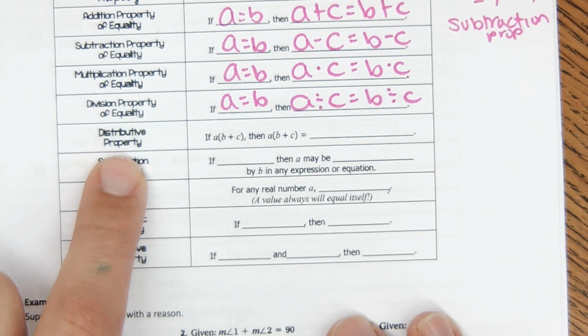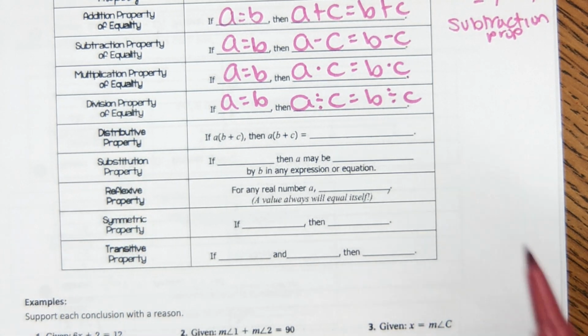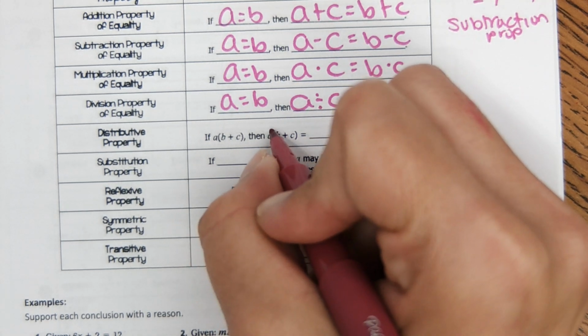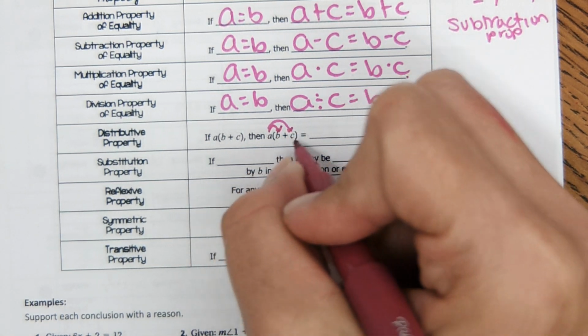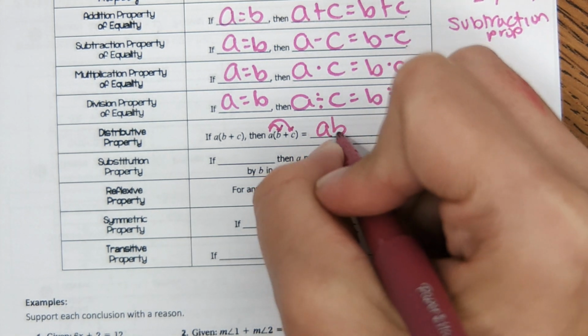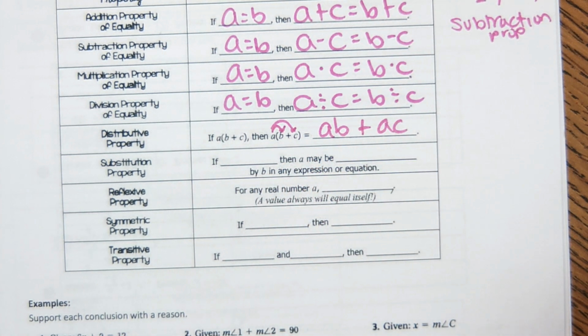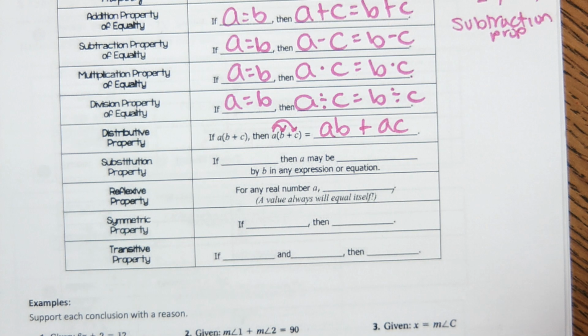Then down here, this property, distributive property, you've seen this quite a bit since elementary school. To use distributive property, you take the value on the outside of the parentheses and multiply it by both values inside. So you'd get AB plus AC, and that's how you use distributive property.